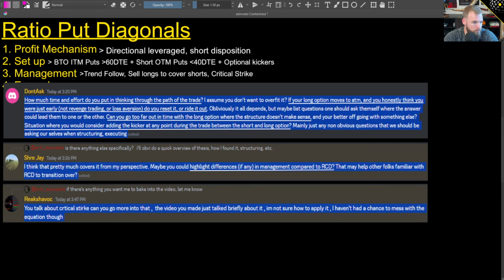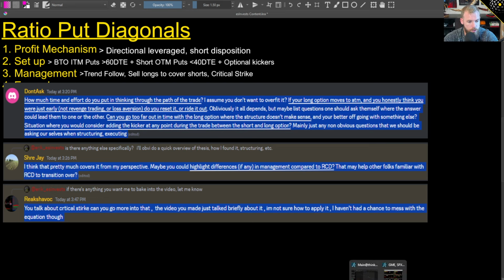Last one. Reek says, you talk about critical strike. Can you go more into that? I think that overall we covered that pretty far in depth here, actually. So I imagine we're probably good on that as well. So that's ratio put diagonals. And again, this honestly is kind of surface level. This is at a really, really high level. There's a ton to go into.